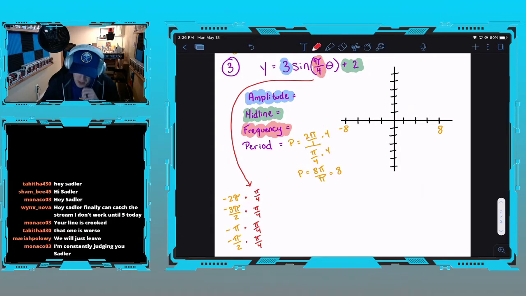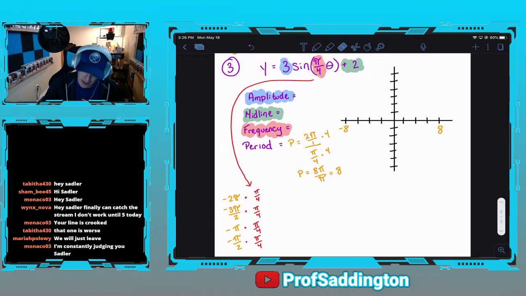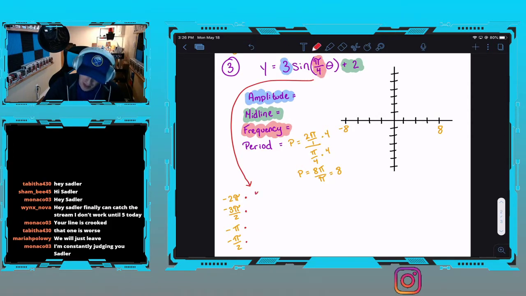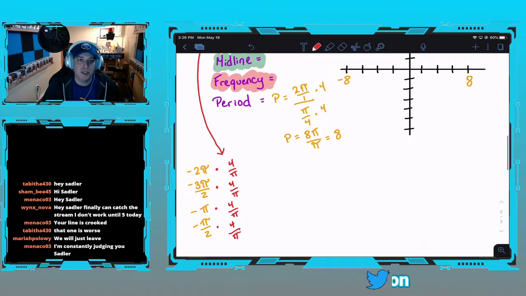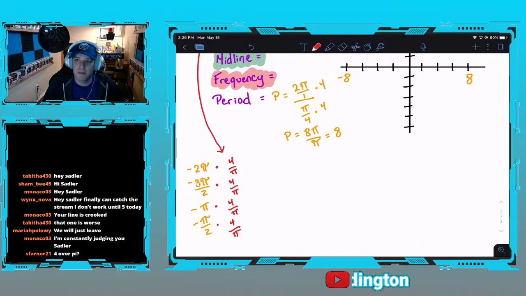Oh my gosh. What am I doing? By its reciprocal. I even said reciprocal, and then I wrote the same thing. 4 over pi. There we go. Sorry. And now I'm just multiplying all of those out. Yeah, 4 over pi. Thanks, Sierra. My bad.